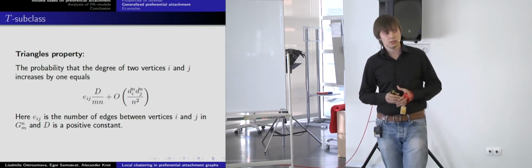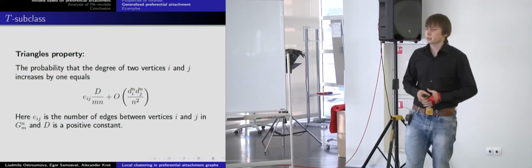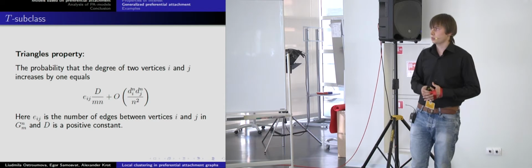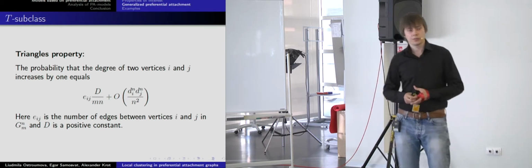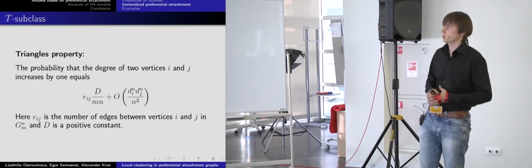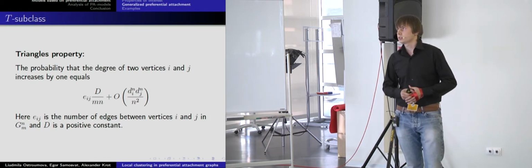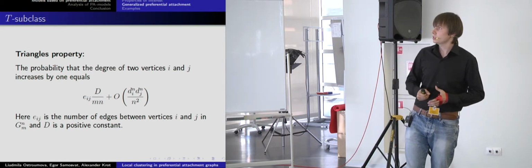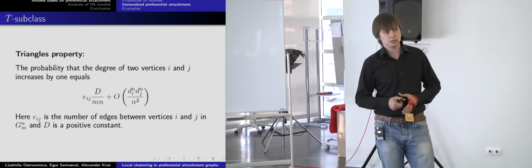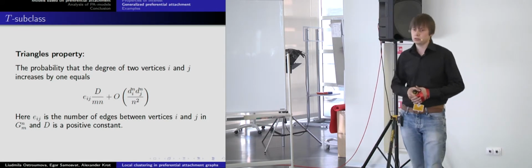Next, we should define a T subclass. It is a subclass of preferential attachment models, where we satisfy the triangles property. It means that the probability that the degrees of two given vertices increase by 1 equals such an expression. It means that at each step we add about d triangles.